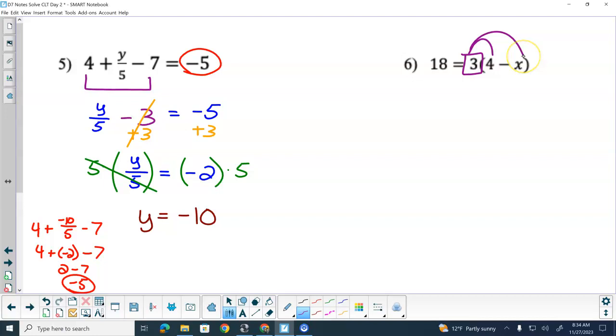Distribute first. Okay. 3 times 4 is 12. 3 times negative x, negative 3x. That is 18. Anything to combine? Nope, nothing to combine. So then we're on to our adding and subtracting step. Subtracting 12.